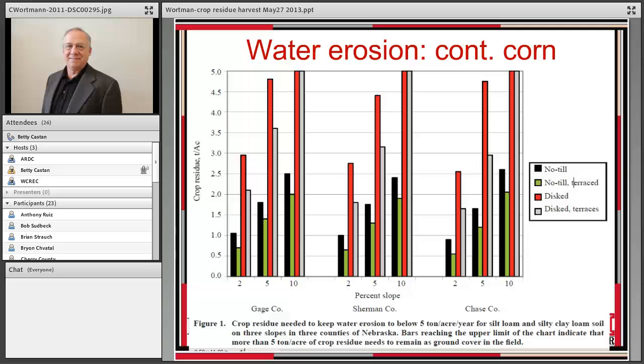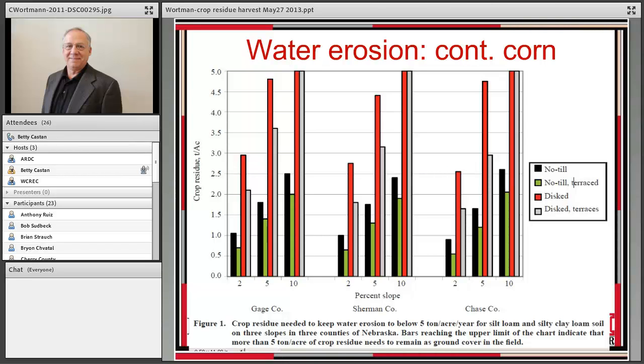So here we address erosion, and what we have on the left-hand column, the vertical column, the y-axis, is tons of crop residue that are needed to keep our erosion to less than 5 tons per acre. Now 5 tons per acre, it's still a problem. It's not really unacceptable, but when we do have a serious problem, we like to see it brought down to that level at least by management practices.